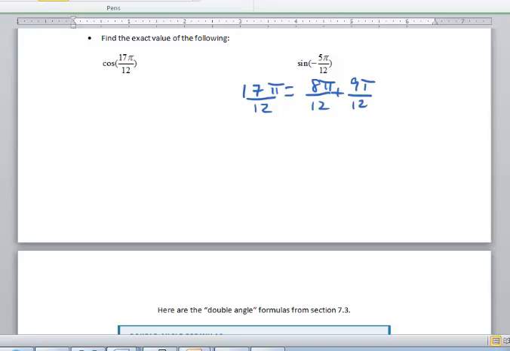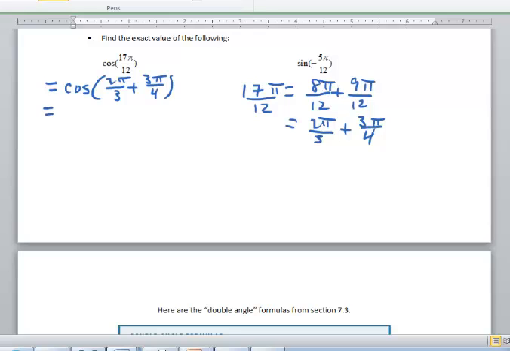plus 9 pi over 12, because 8 pi over 12 is really 2 pi over 3, and 9 pi over 12 is really 3 pi over 4. Now, 2 pi over 3 and 3 pi over 4 are angles that are on my trig wheel, which I'll know the sine and the cosine of. Okay, so I'm going to rewrite the cosine of 17 pi over 12 as the cosine of 2 pi over 3 plus 3 pi over 4.